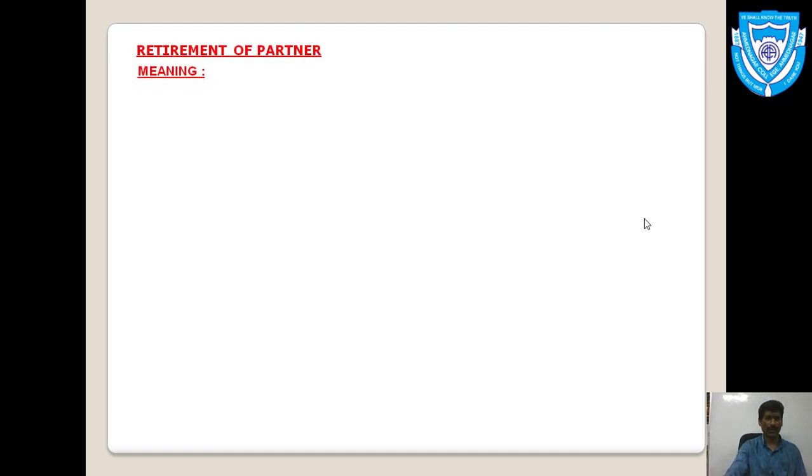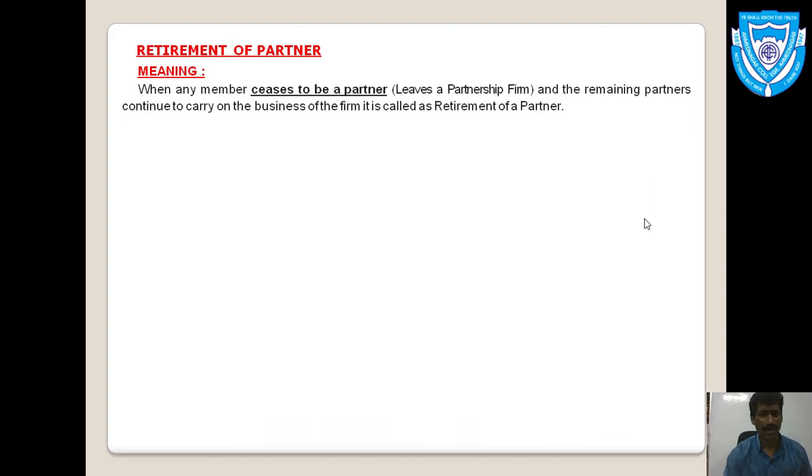Let us see what do you mean by retirement of partner. If any member ceases to be a partner, that means leaves a partnership firm, and the remaining partners continue to carry on the business of the firm, it is called retirement of partner.